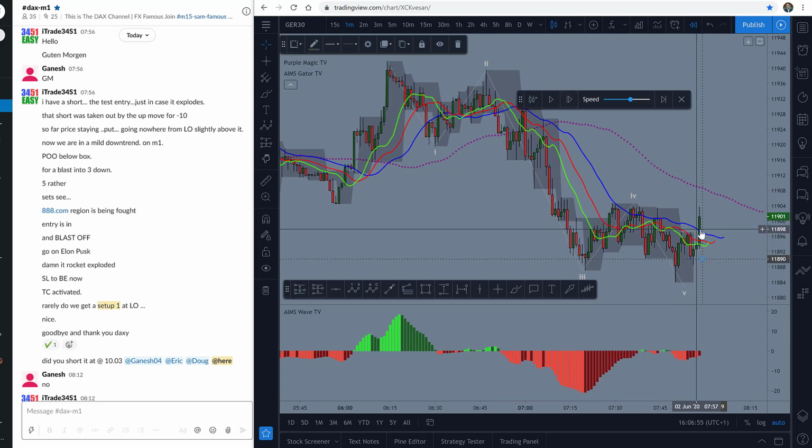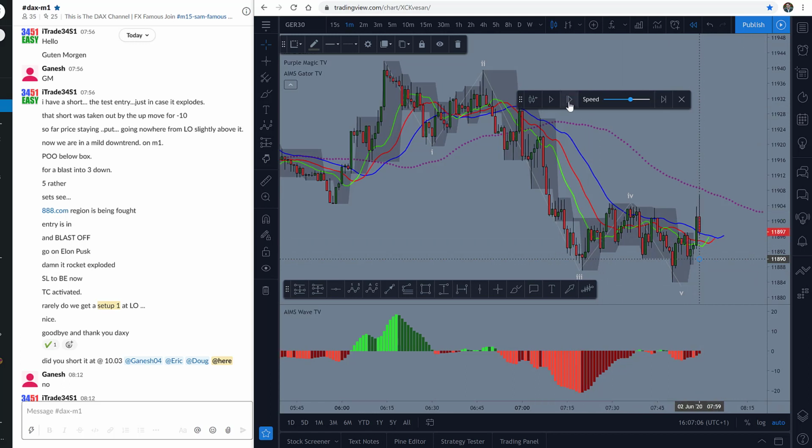So this is that comment I made. Because my entry was here, I had my stop loss there. Price went up just 2 minutes before the London Open and kicked me out.